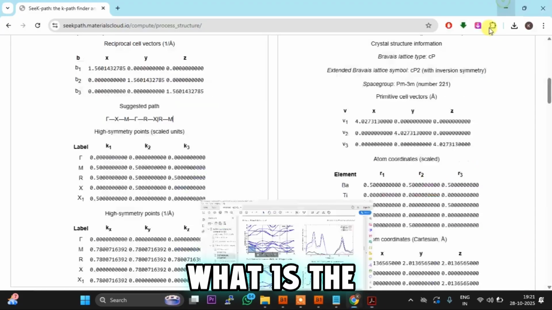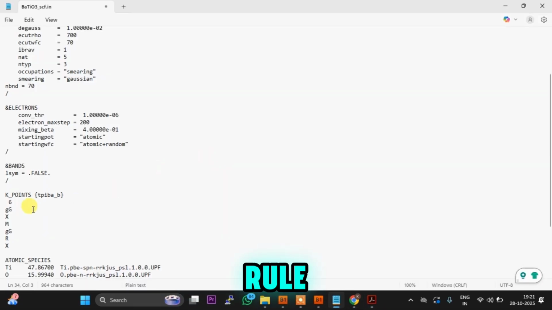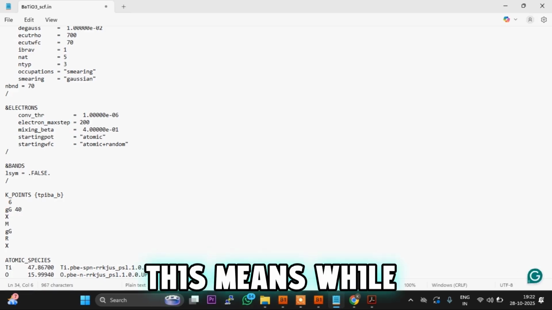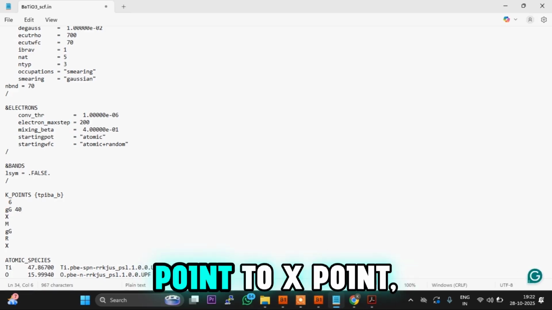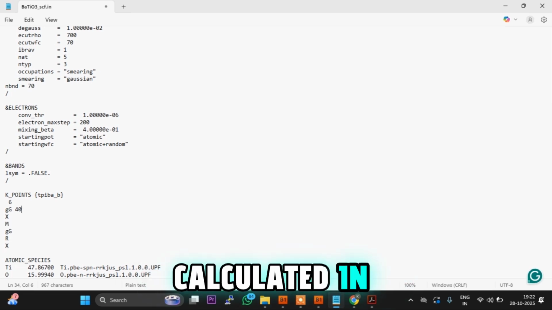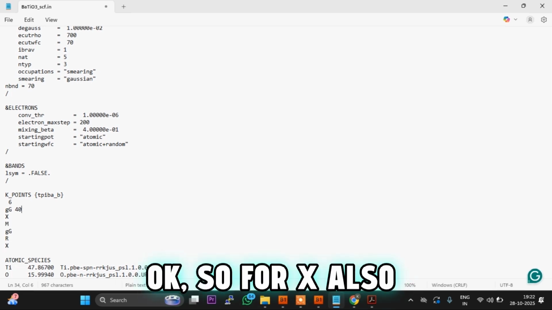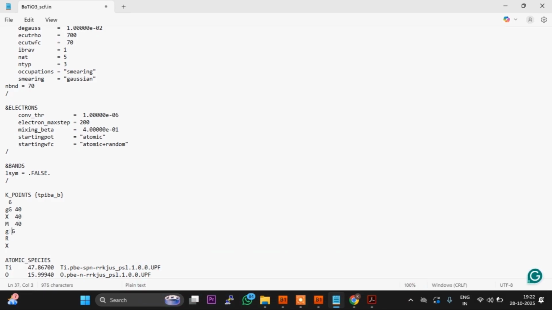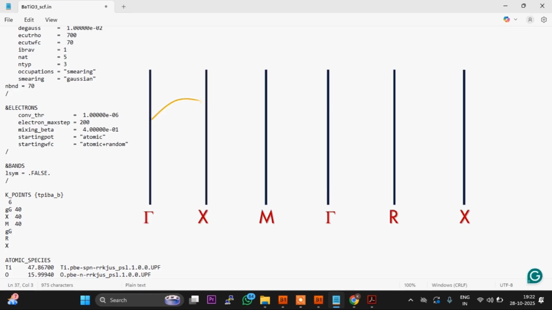So what is the rule of thumb here? The rule of thumb is to take 40. This means that while going from the gamma point to the X point, 40 points will be calculated in between. So for X also, we are going to write 40. Similarly for M, 40, and it goes on like that.